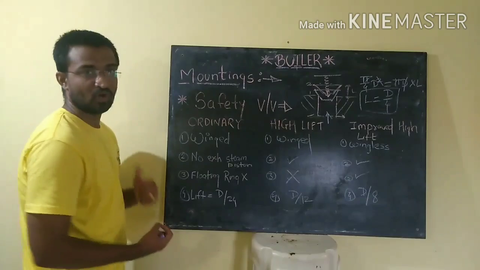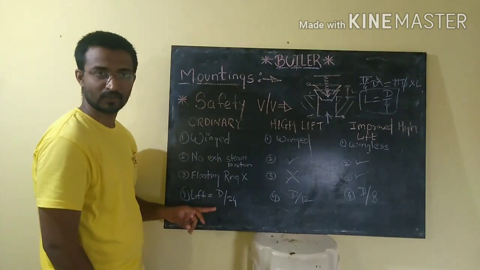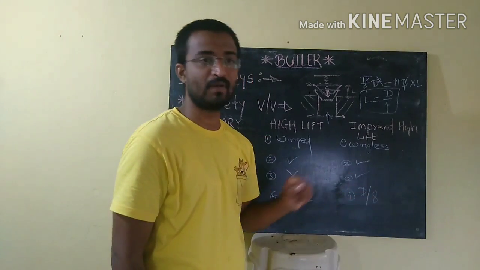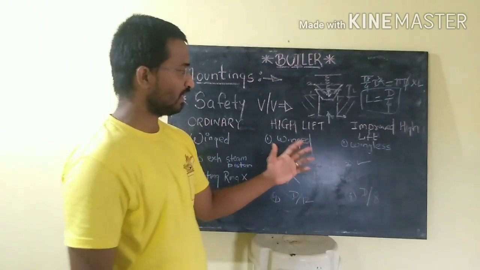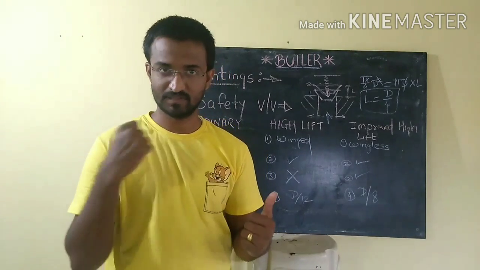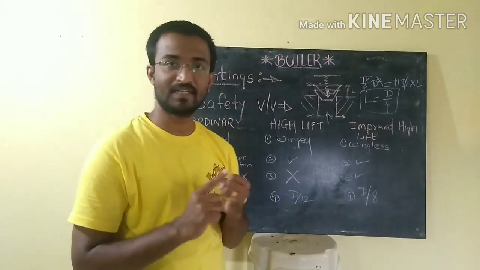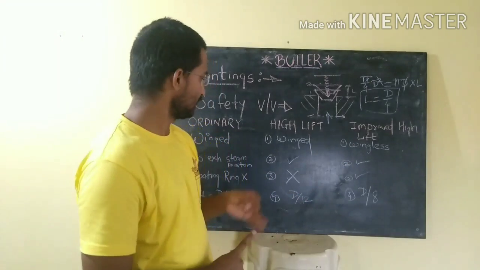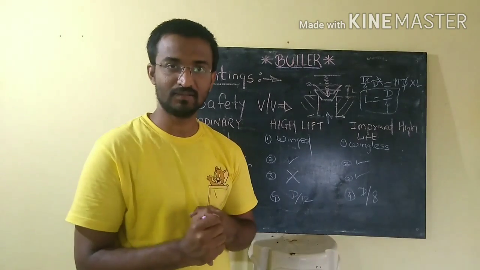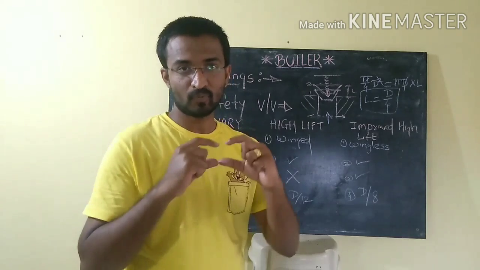The lift that we want is d by 4, but what we are getting in the ordinary safety valve is d by 24, high lift d by 12, and improved high lift d by 8. So for the improved high lift, to increase the lift, what things have we done? Surveyor generally asks this question. The first thing, we go to a wingless safety valve. Second, we use the exhaust steam piston and floating ring combination to increase the lift. And third thing, there is a lip on the lid.